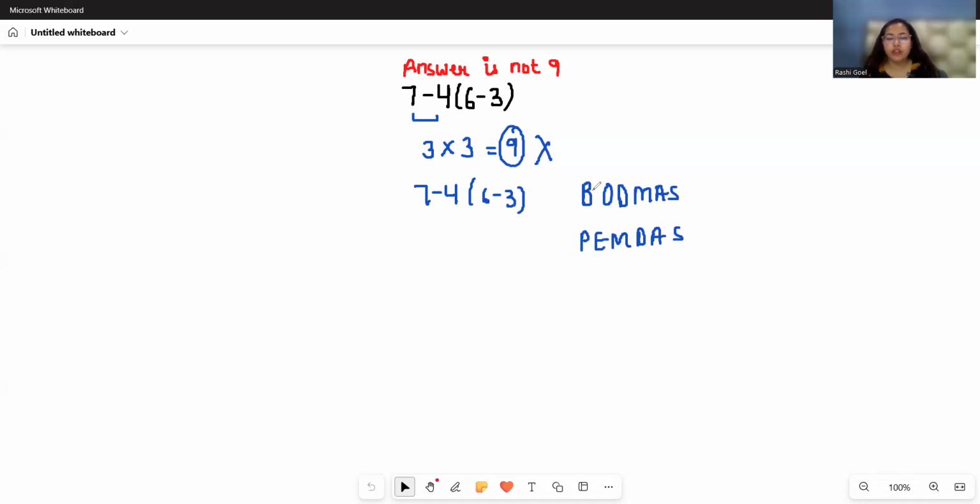So as per this rule, first you have to solve the bracket. So it's 7 minus (4, 6 minus 3 is 3), and put the multiplication sign in between. Now, among division, multiplication, addition, and subtraction, you have to give priority to multiplication. So it's 7 minus 12. Now 7 minus 12 is negative 5. So what is the correct answer? Negative 5, not 9. I hope it's clear and you find it useful.